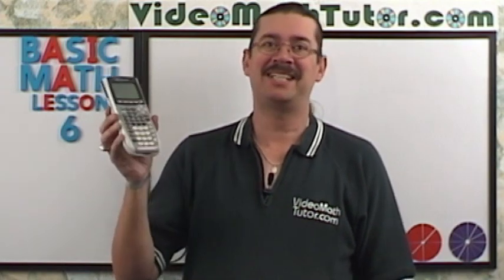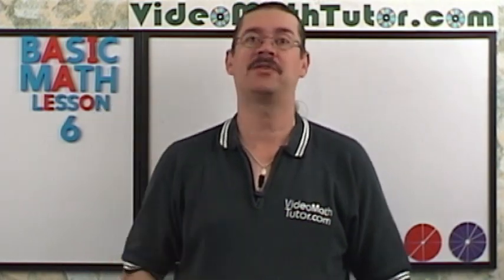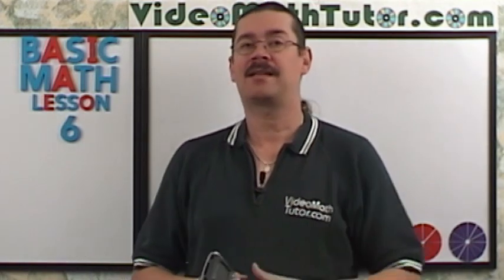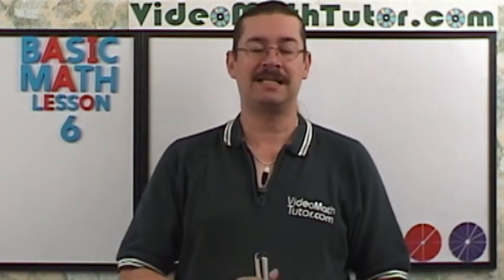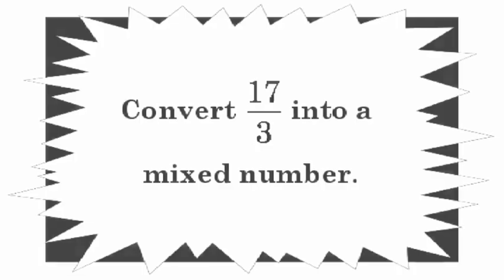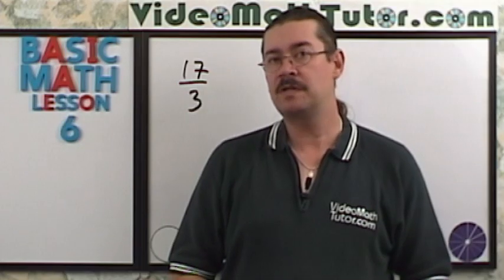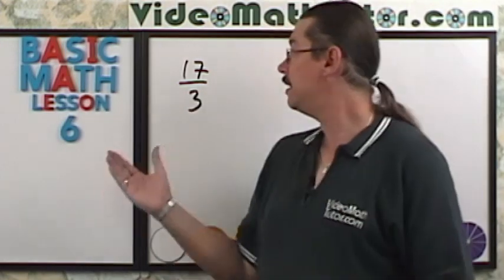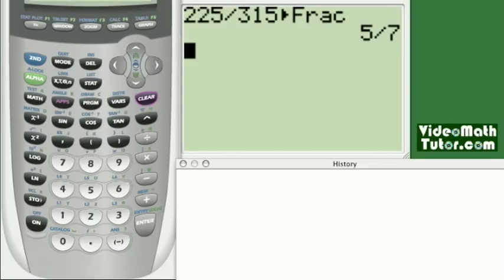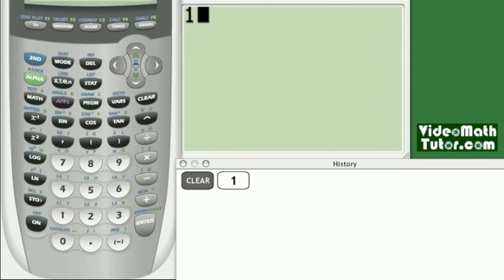Unfortunately, the TI calculator does not have a convenient way of converting improper fractions to mixed numbers. But there's a workaround, and let's cover that with an example. Convert 17/3 into a mixed number. So to do this problem in the calculator, the first thing you would do is just divide these numbers. A first step is to press clear, 17, divided by 3, and enter.